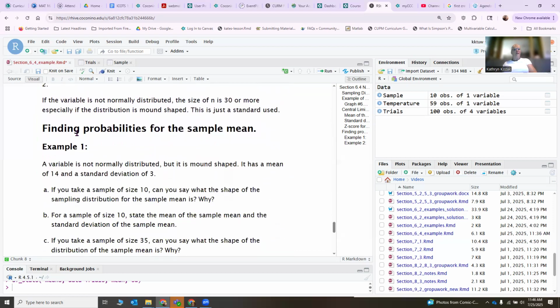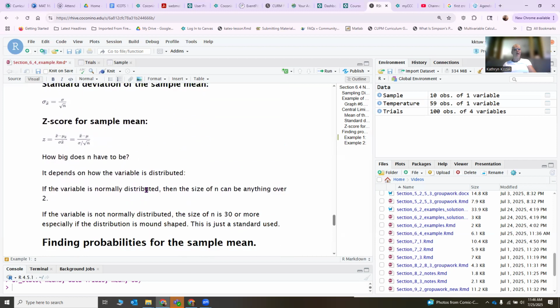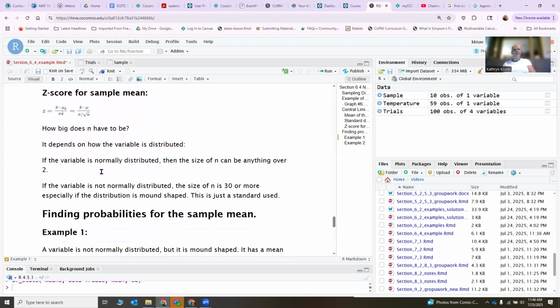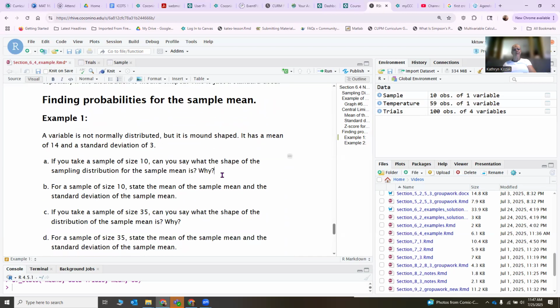All right, so let's do another example. Let's find probabilities of the sample mean. A variable is not normally distributed, but is mound shaped. It has a mean of 14 and a standard deviation of 3. If you take a sample of size 10, can you say what the shape of the sampling distribution of the sample mean is? We can't say what it is, because we just talked about that if it's not normally distributed, then you have to have a sample size of 30 or more. And this is only a sample size of 10. So there's nothing you can say.